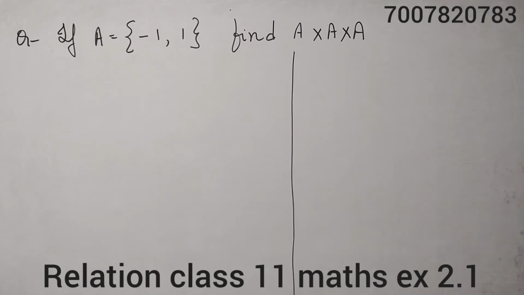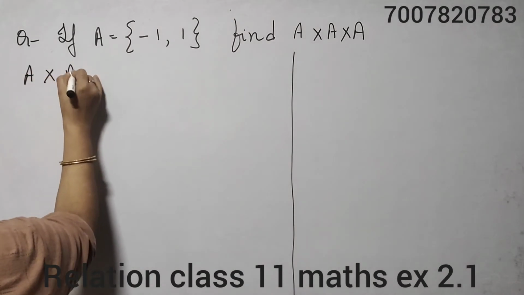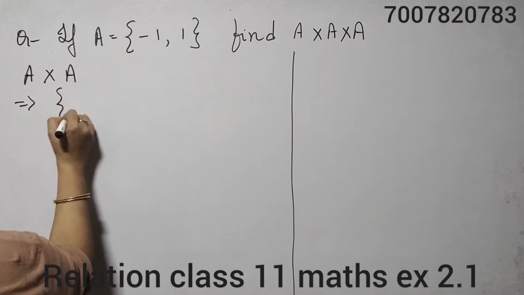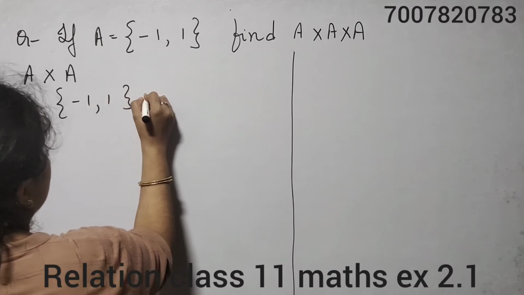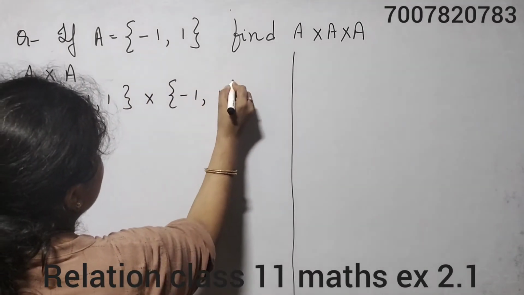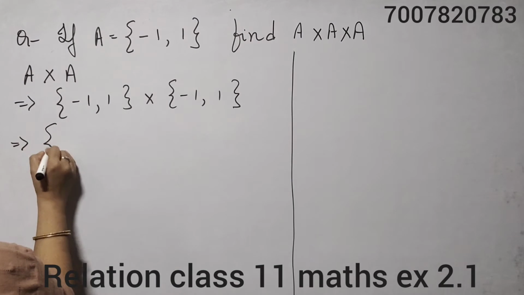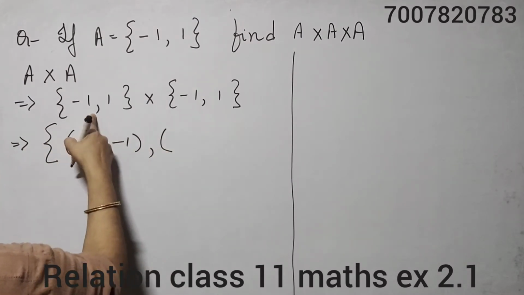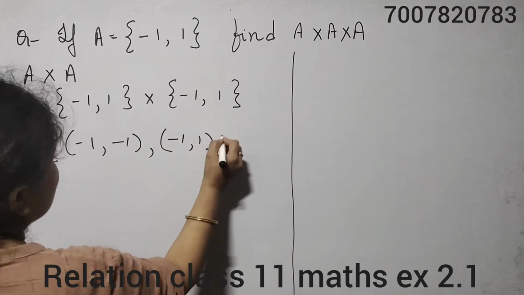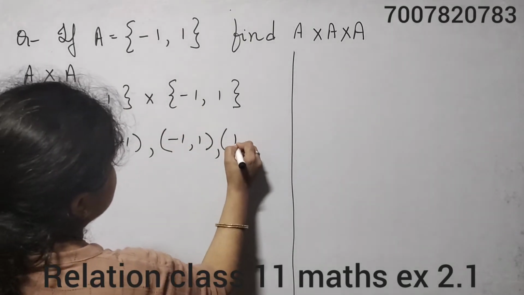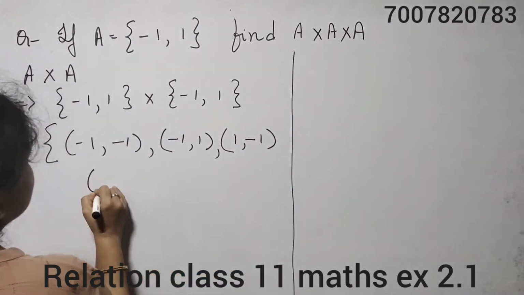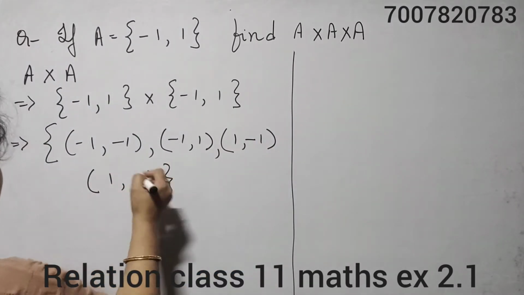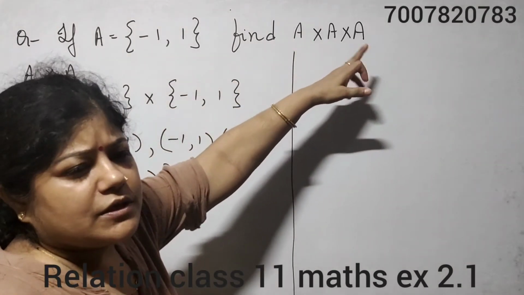We proceed in simply the same method, same process. One by one I am going to explain you. Firstly, find the cross product of A cross A. That means {-1, 1} cross {-1, 1}. So we have the answer (-1, -1), then (-1, 1). Next one, (1, -1), then (1, 1). Now A cross A cross A.